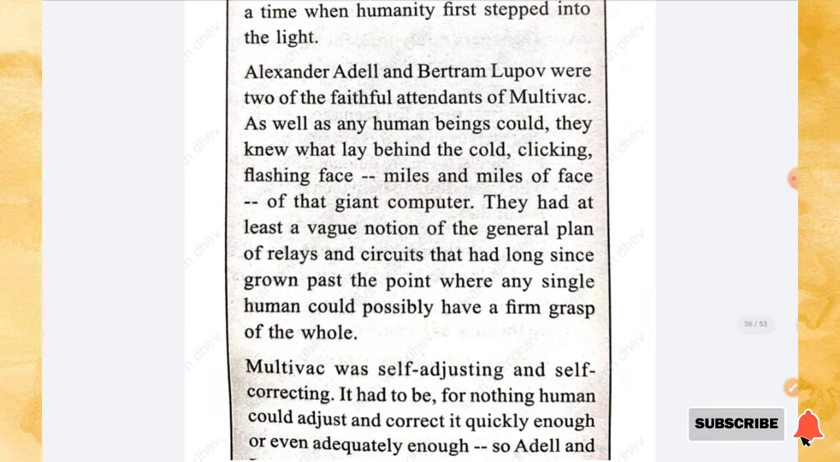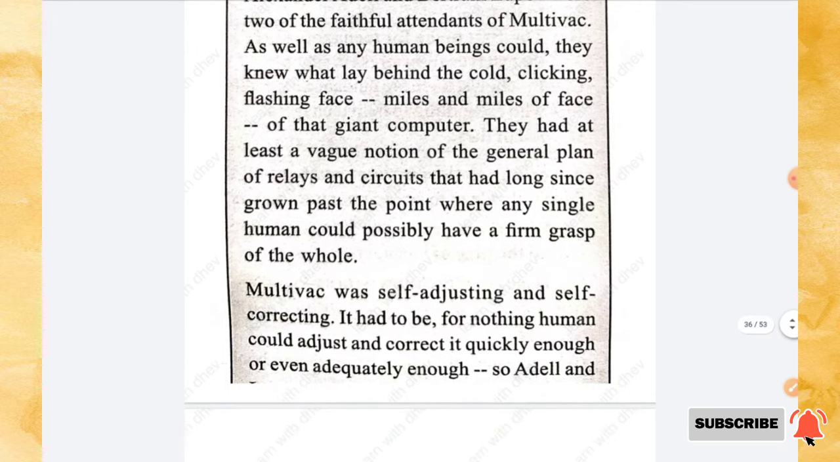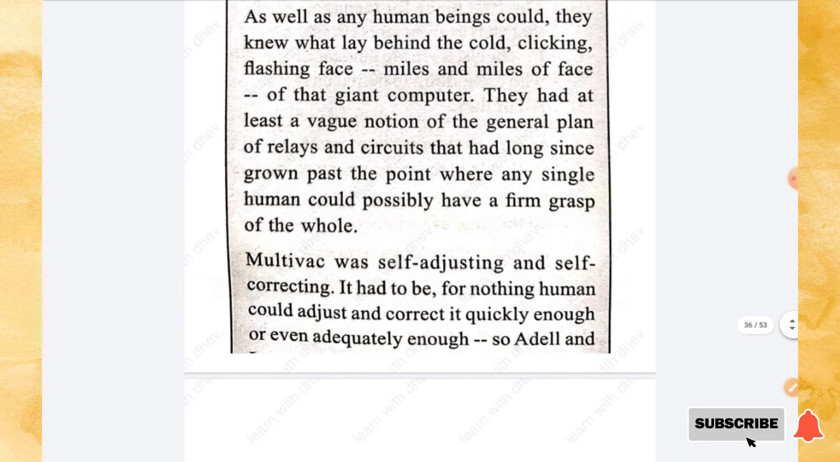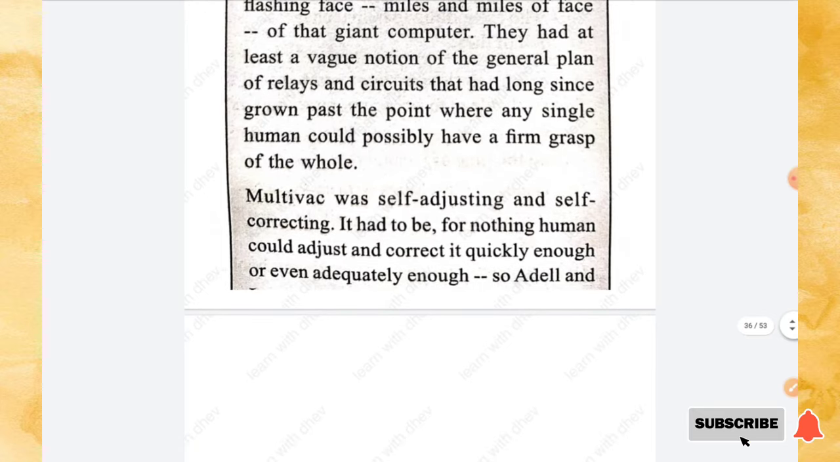Alexander Adel and Bertram Lupau were two of the faithful attendants of Multivac. As well as any human being could, they knew what lay behind the cold, clicking, flashing face, miles and miles of face of the giant computer. They had at least a vague notion of the general plan of relays and circuits that had long since grown past the point where any single human could possibly have a firm grasp of the whole.